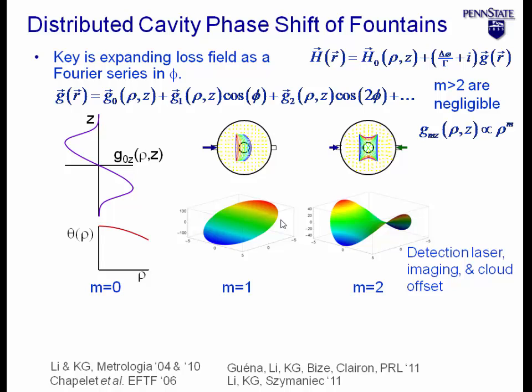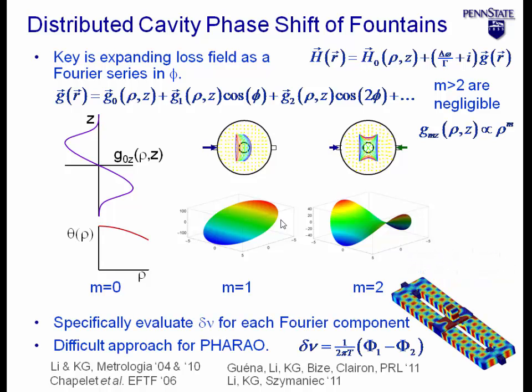This also really isn't that important. What matters is potential gradients top to bottom. And so if the top end cap of the cavity absorbs more than the lower end cap, our uncertainty about that sets the limit for most of the fountains. And so in the fountains, we specifically evaluate each one of these terms. It's really very rigorous. That approach is difficult for PHARAO.